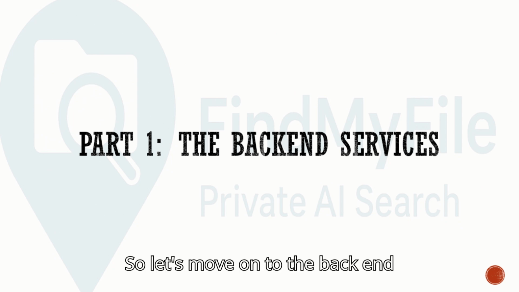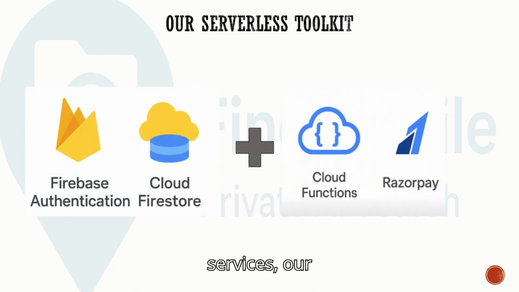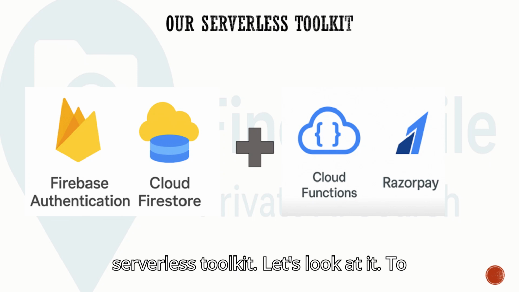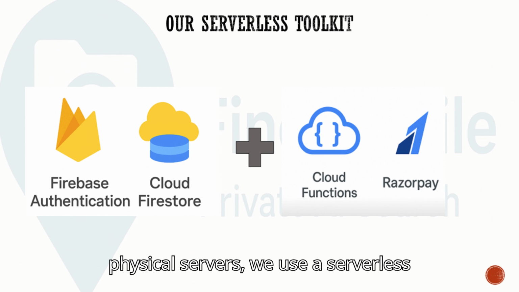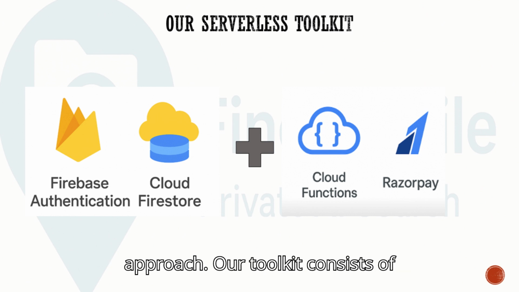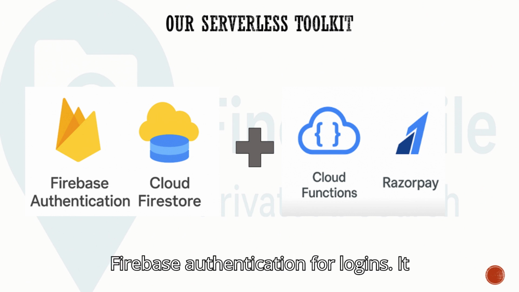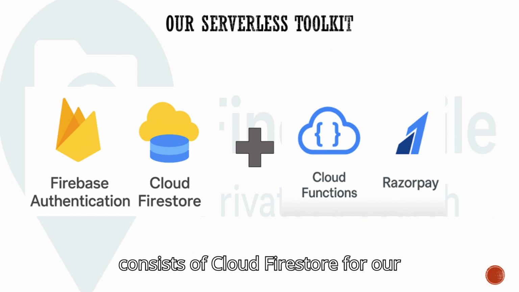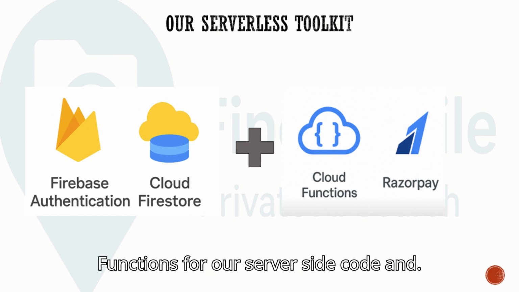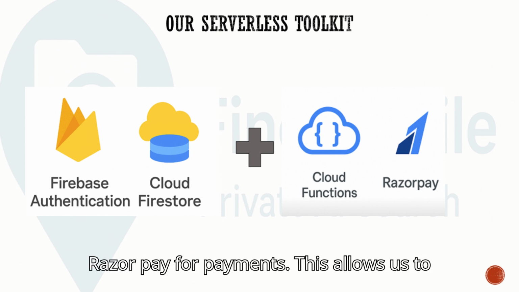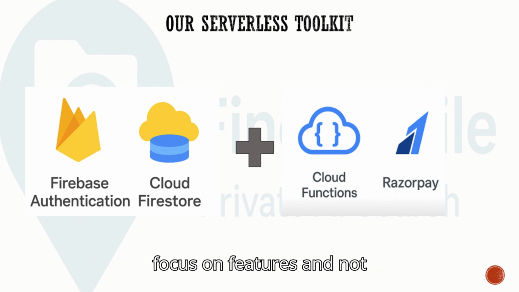So let's move on to the backend services. Our serverless toolkit. Let's look at it. To build our backend without managing physical servers, we use a serverless approach. Our toolkit consists of Firebase Authentication for logins, Cloud Firestore for our databases, Cloud Functions for our server-side code, and Razorpay for payments. This allows us to focus on features and not infrastructure.